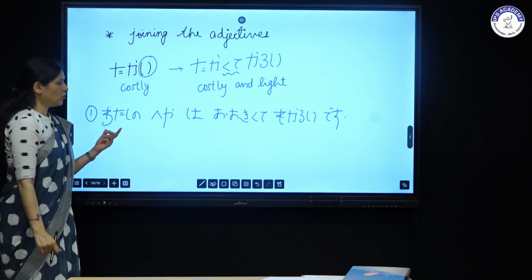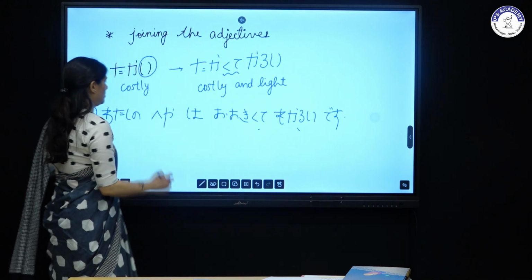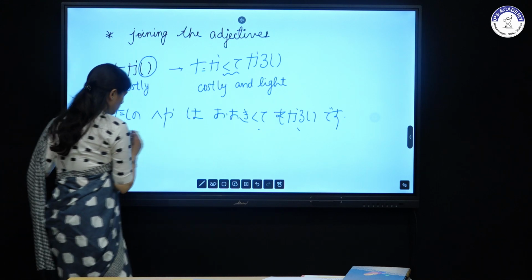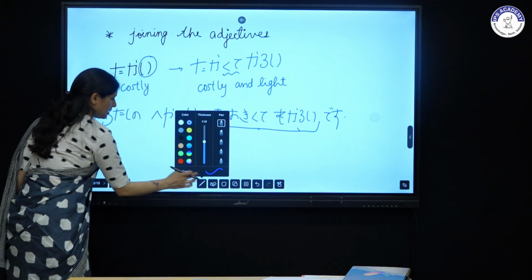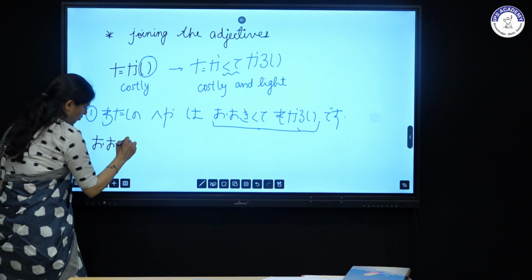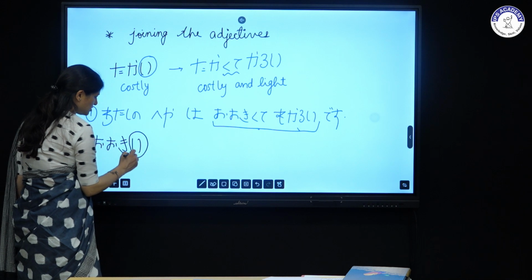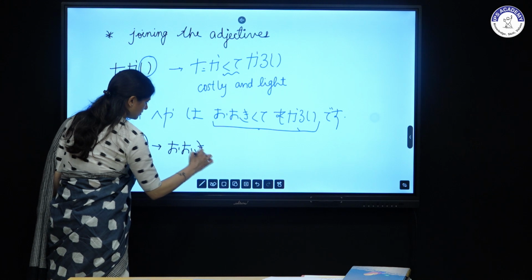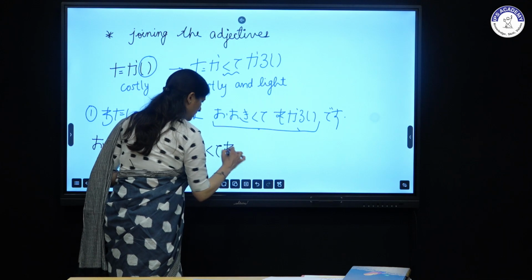See, watashi no heya wa ookikute akarui desu. Watashi no is my, heya means room. I have joined two adjectives here, ooki and akarui. See, how do we join them? The first adjective is ooki. So replace e of the first adjective with kute. Then write the second adjective. Here it is akarui.